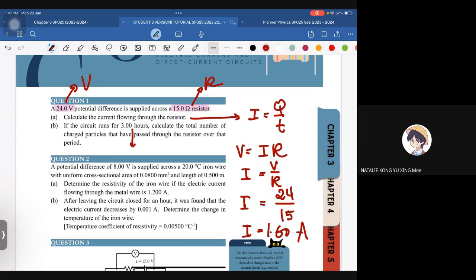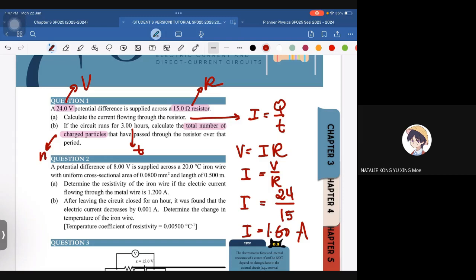Okay, so sekarang ni ini kita punya time. Lepas tu dia suruh kita cari total number of charge particles that have passed through the resistor over that period. So sekarang apa ni? Apa total number of charge particles ni? Yang ini adalah lowercase n.